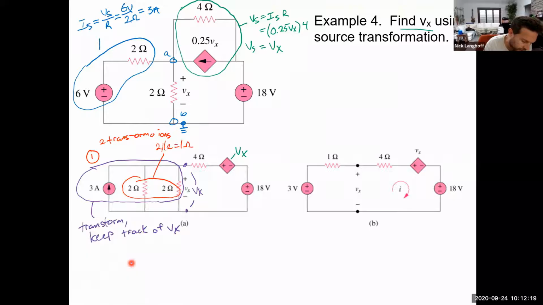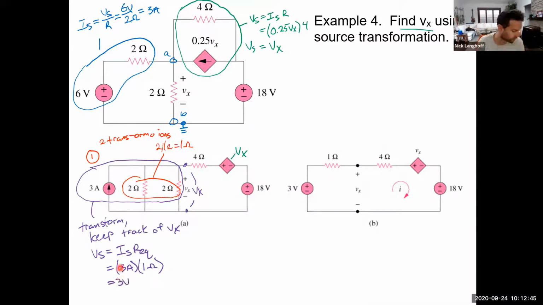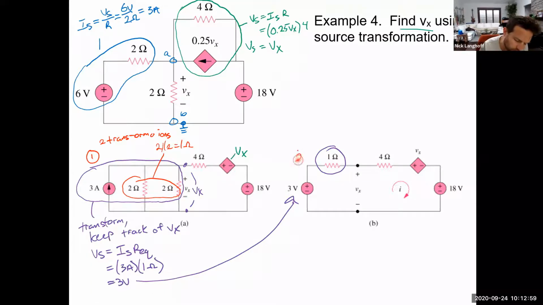So let's go ahead then and transform. We're going from a current source to a voltage source. So that voltage source's value is Is times R. It's Req in this example. And so Is, the value is 3 amps, and the equivalent resistance of those 2 ohm resistors in parallel is 1 ohm. And so the value of the voltage source is 3 volts. That 3 volt source is right here. And here is the 1 ohm resistance. Okay, so that gets us to step 2.